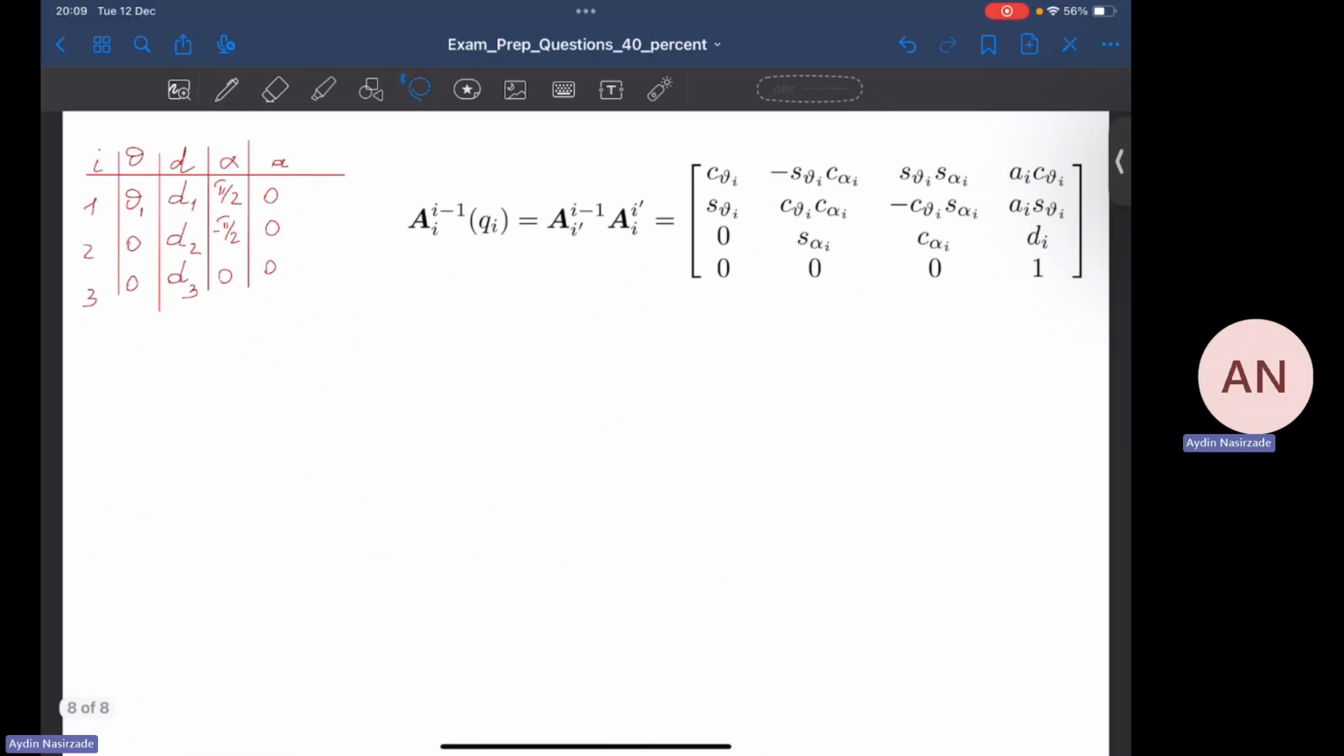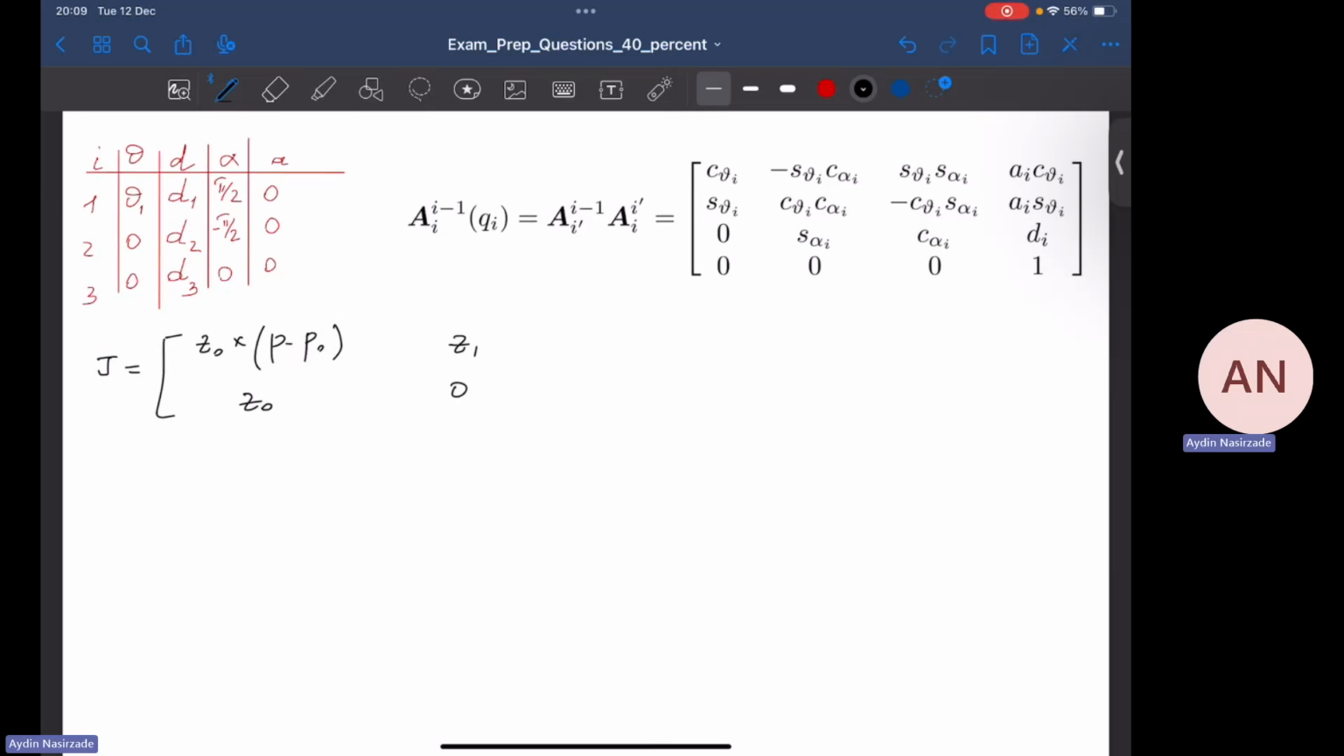Now, again, forget about position vector geometric inspection. If you are not so confident about that, just forget about this. Let's say we have never covered it, never seen any geometric inspection stuff like that, and let's start from the very beginning. So you are supposed to find J, right? Which is Z0 cross product P minus P0 and Z0 here for the first revolute joint. Then we have the prismatic joints, which come with Z1 and 0, Z2 and 0, for the last prismatic joint.